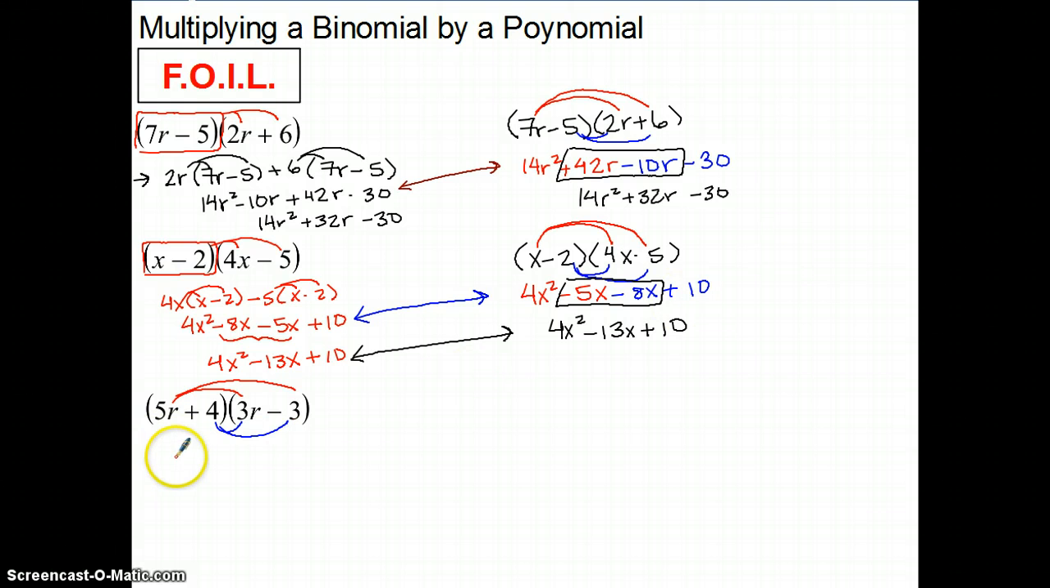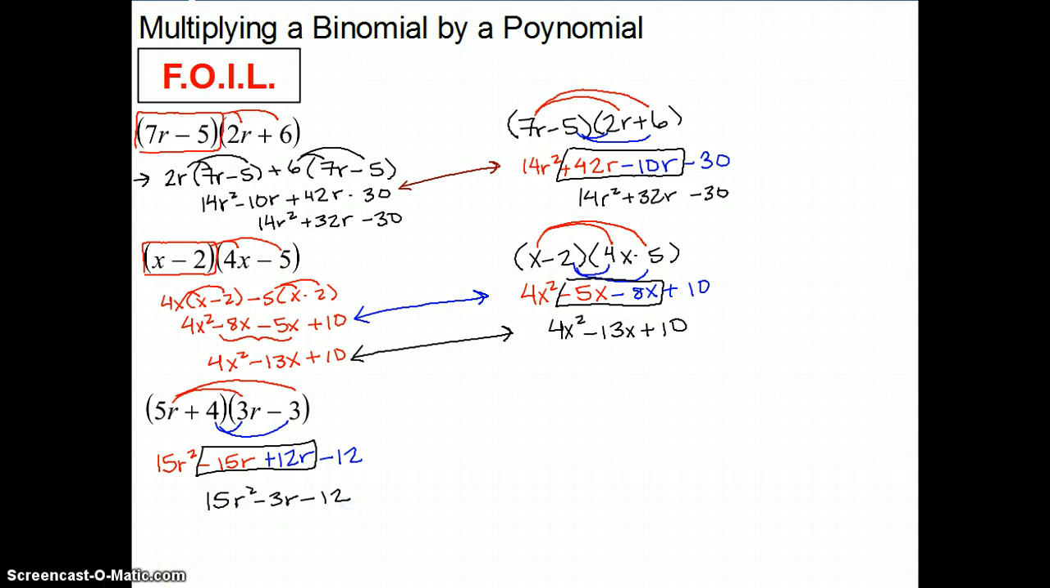Distributing my 5r times 3r is 15r squared. Multiplying 5r by negative 3, I have negative 15r. Next, multiplying my positive 4 by 3r, I have positive 12r. And multiplying positive 4 by negative 3, I have negative 12. Combining like terms in the middle, I have 15r squared minus 3r minus 12.